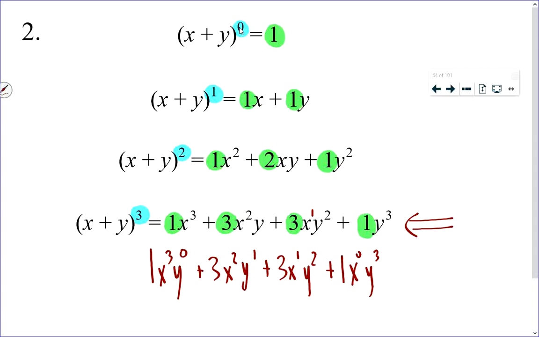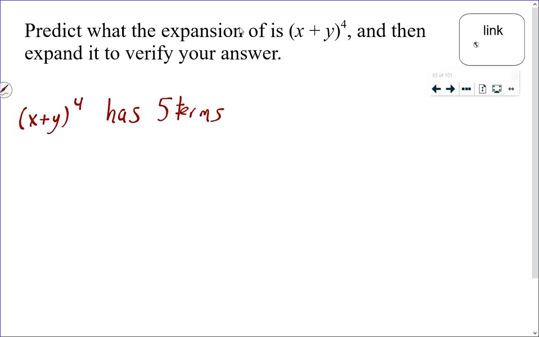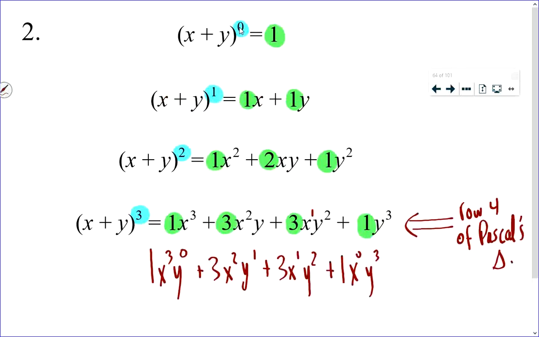If x plus y to the 3 has to have 4 terms, then we need to look in Pascal's triangle at the row that has 4 numbers. Well, this is row 4 of Pascal's triangle. So if we want to expand x plus y to the 4, and we know it has 5 terms, we need to look at row 5 of Pascal's triangle.